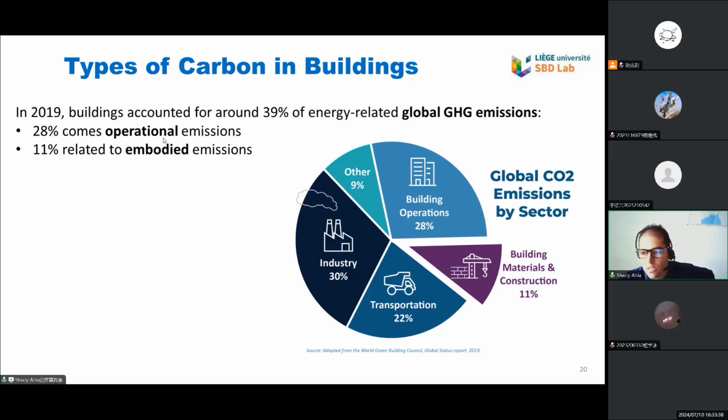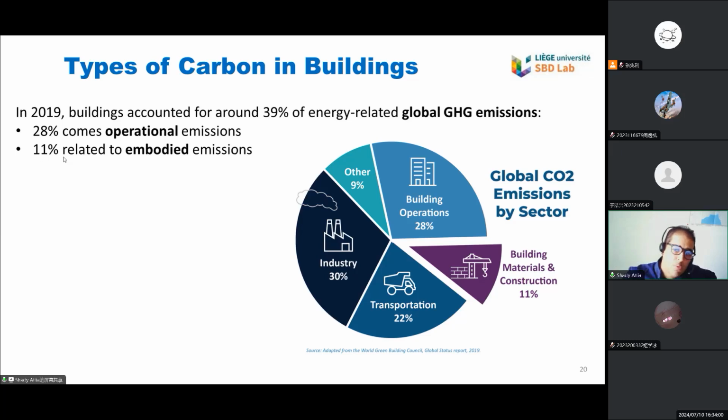Maybe you need to ventilate the building. Also, don't forget, you have water. In the whole building, there is water, and the water needs pumps, and you are running the pumps. So these are operational emissions associated with heating, cooling, ventilating, electrification, and lighting of the building.